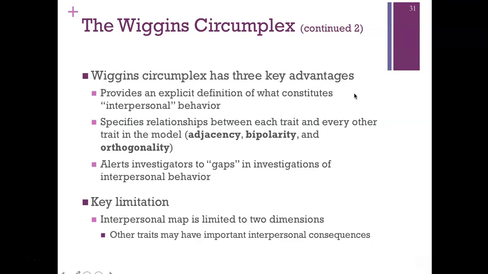So the Wiggins circumplex has three key advantages. One, that it provides an explicit definition of what constitutes interpersonal behavior. He gave us those two axes there. It specifies relationships between each trait and every other trait within the model. The problem we'll see here is that it's only limited to two dimensions, right? So although it can alert investigators to gaps in investigations of interpersonal behavior, kind of let us know where we're missing when it comes to research or theory development, by seeing what's missing on that diagram, on those plots.